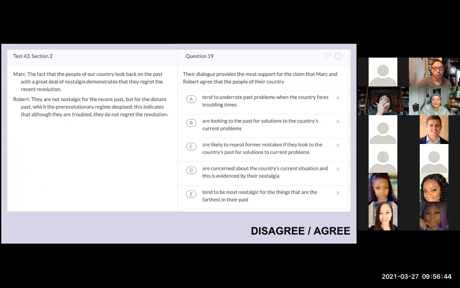Would anyone like to read Mark? The fact that the people of our country look back on the past with a great deal of nostalgia demonstrates that they regret the recent revolution. Okay. So what is Mark saying essentially? Would anyone like to translate or summarize what Mark thinks? I think Sky, you can go ahead.